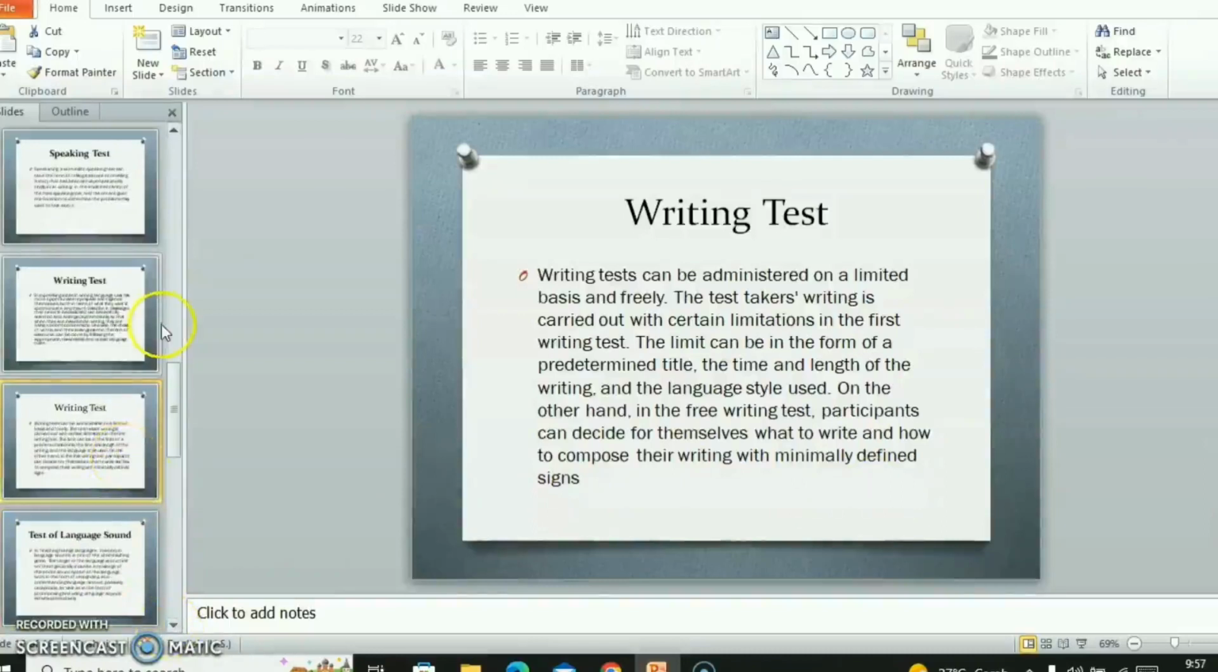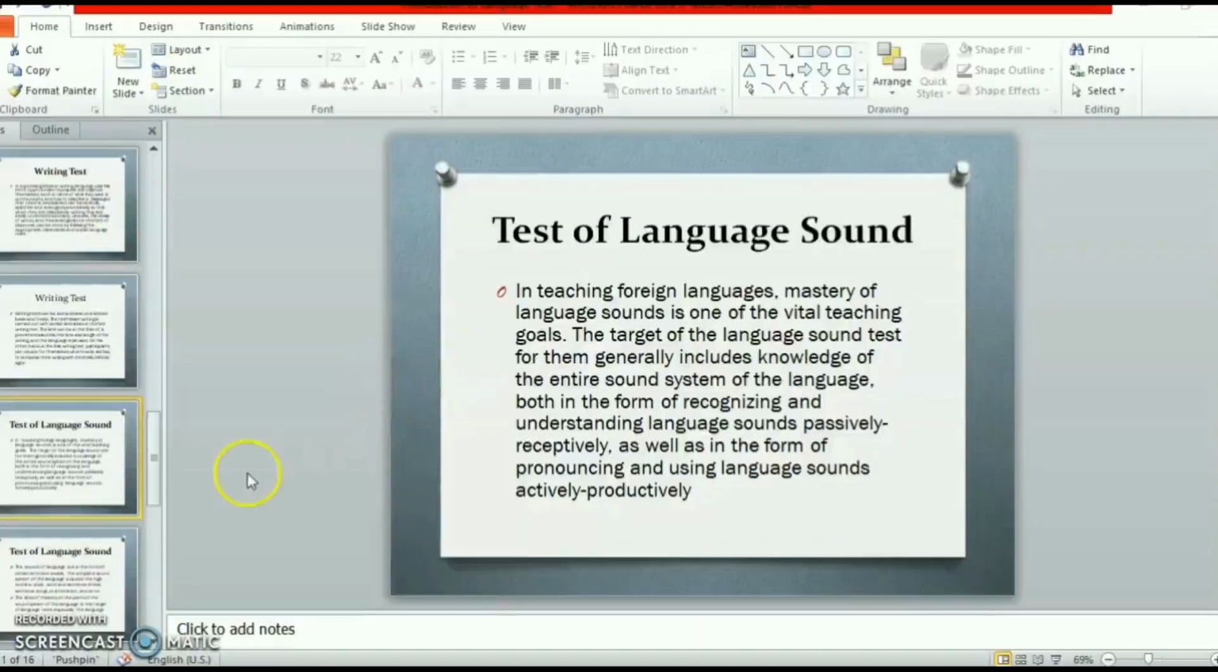Okay, so my explanations here are related to language skills tests. And next, I'm going to present about the test of language components or language aspects. Okay, now we go on to how to test language components. Language components comprise three aspects or three components. That is language sound, language vocabulary, and language grammar.